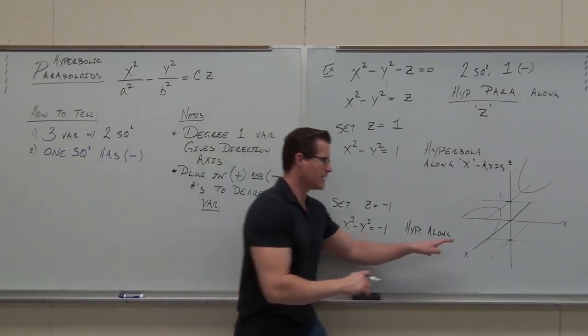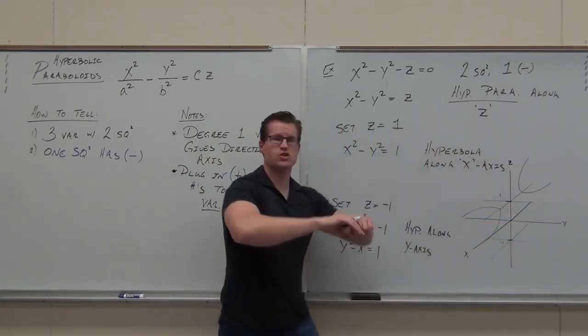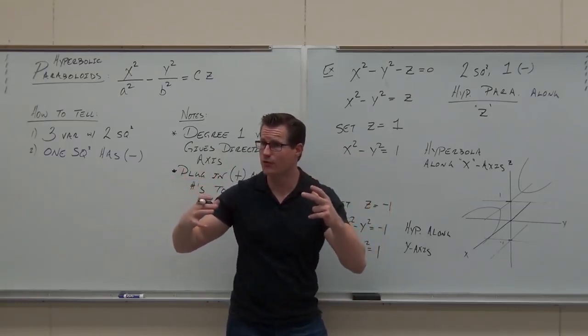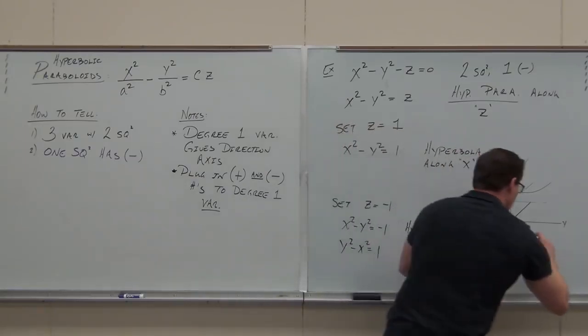But down here, at z equals -1, those hyperbolas switch now. They're the same looking stuff, but now they're going along what axis? Come on, quickly, what axis? So they're going to be going this way.